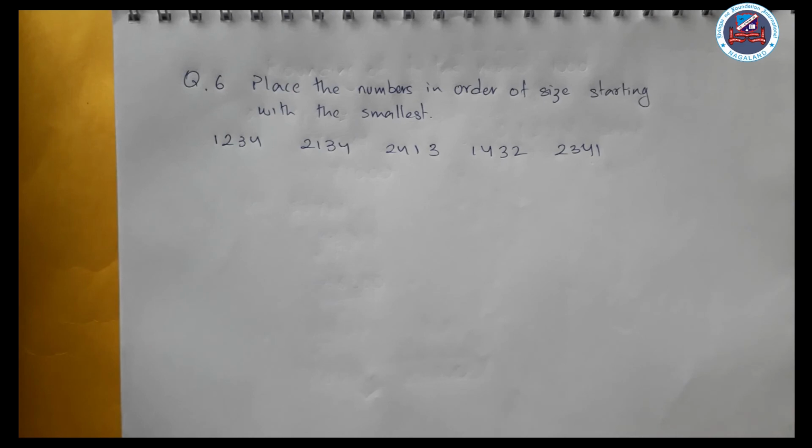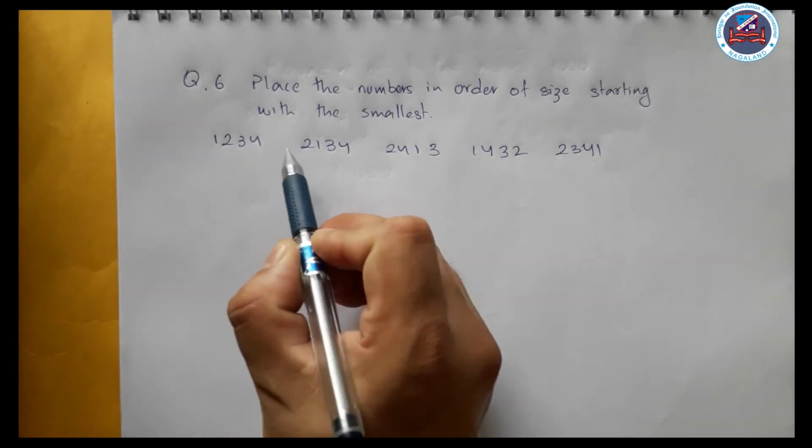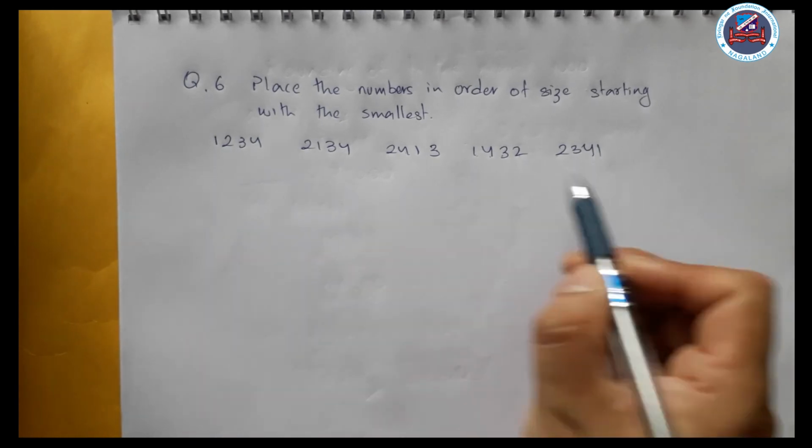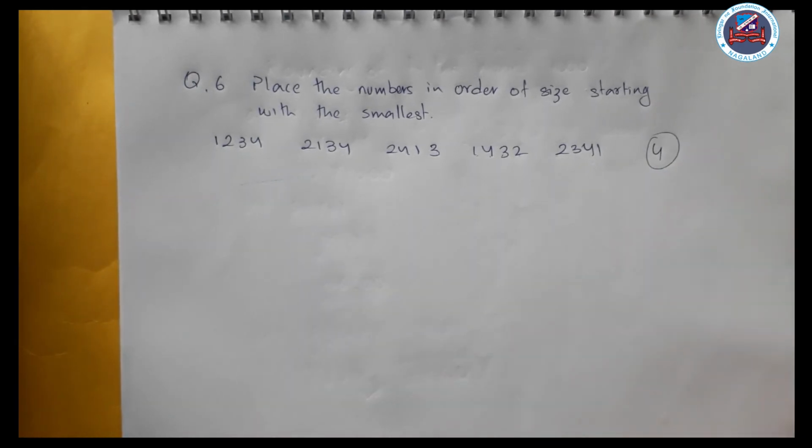How to arrange numbers in ascending or descending order. I have taken one question from your textbook, page number 5, question number 6. Place the numbers in order of size starting with the smallest. That means they want us to arrange these numbers in ascending order, from the smallest to the greatest. So the first step, count the number of digits each number has. All the numbers have 4 digits each.